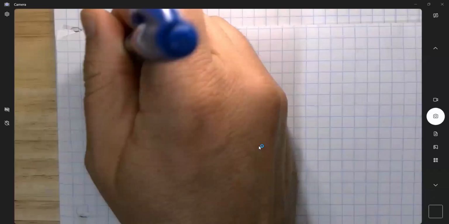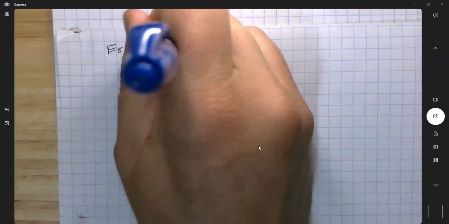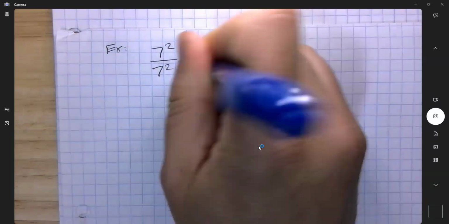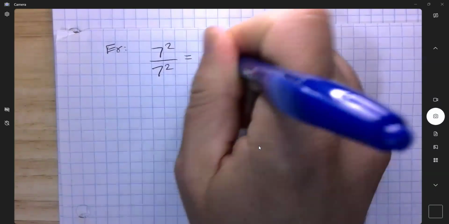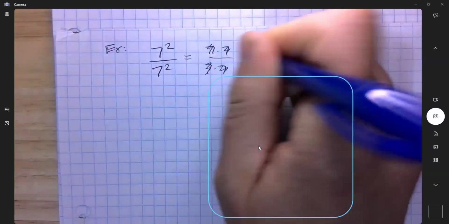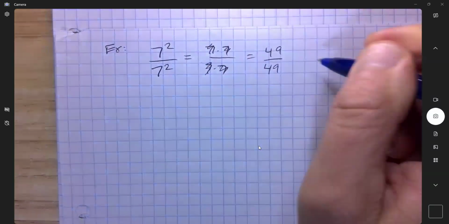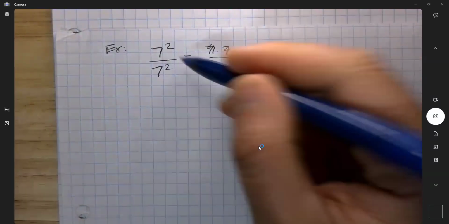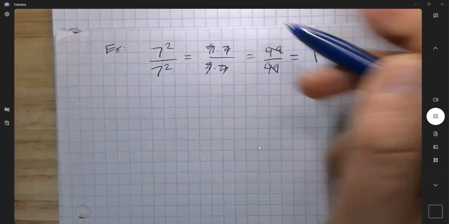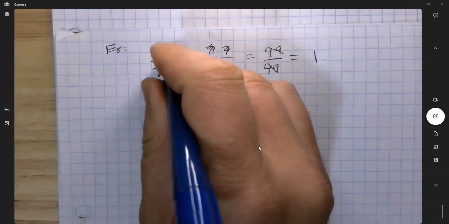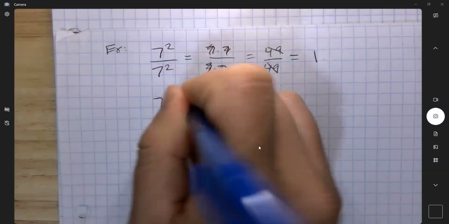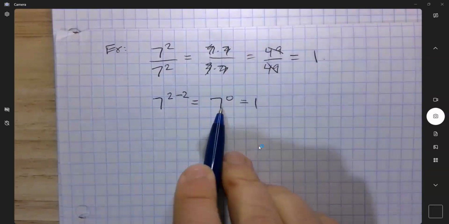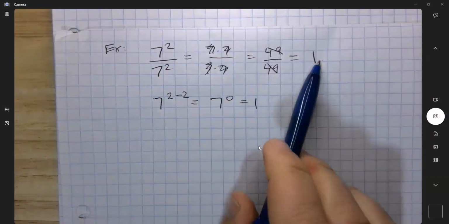What if I do 7 squared divided by 7 squared? Well, that's 7 times 7 over 7 times 7. And when I'm all done canceling, well, let's write it as 49 over 49. Any number divided by itself is 1. 7 squared over 7 squared is 1. But my other rules said I should be able to take the 2 on top and the 2 on bottom, subtract them, and that's 7 to the 0. So 7 to the 0 equals 1.